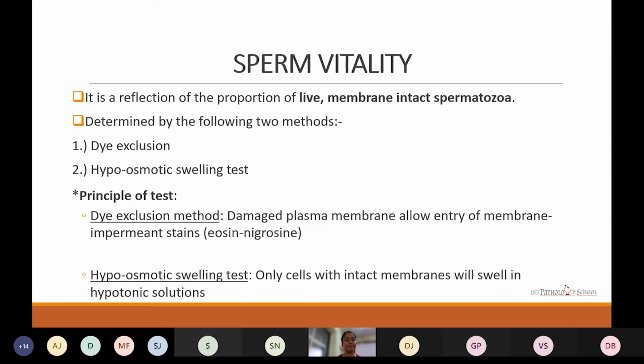Now, what are the principles? Basically, the dye exclusion method is based on spermatozoa which have a damaged plasma membrane. The impermeant stain, which is the eosin nigrosin stain, penetrates these damaged plasma membrane spermatozoa and stains them. Then we have the next test, which is the hypoosmotic swelling test, and this test is done on those spermatozoa which have an intact cell membrane, and they will swell when they are kept in hypotonic solutions.